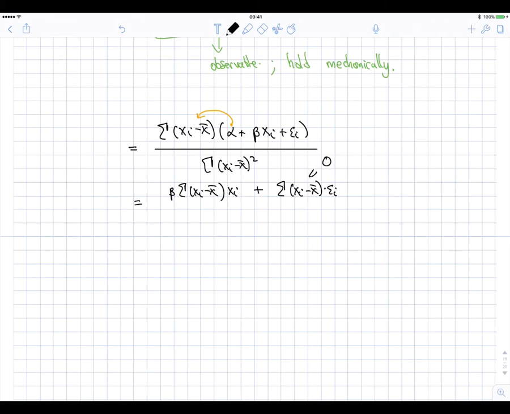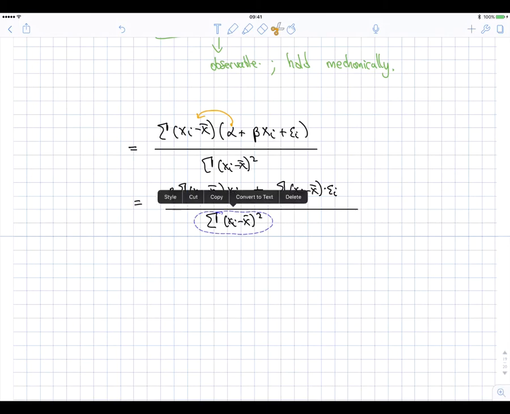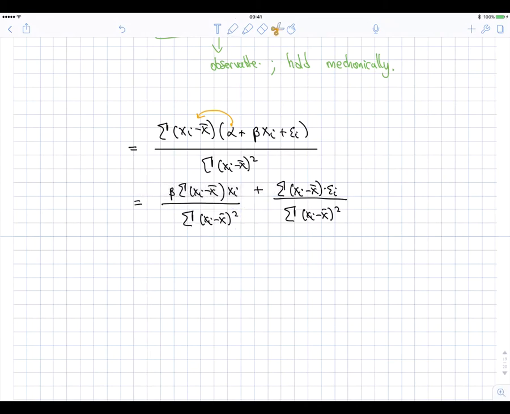Is this equal to 0? Of course not, because epsilon i is not a constant. I cannot just pull it out, so this is not going to equal 0, and I'm going to have to leave it there. And this thing is going to be divided by the sum of (xi minus x bar), all of this squared. Well, let me divide this into two groups. Can I do that? Nothing prevents you from doing that.